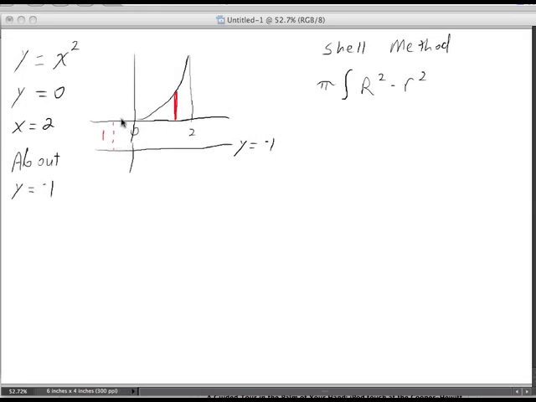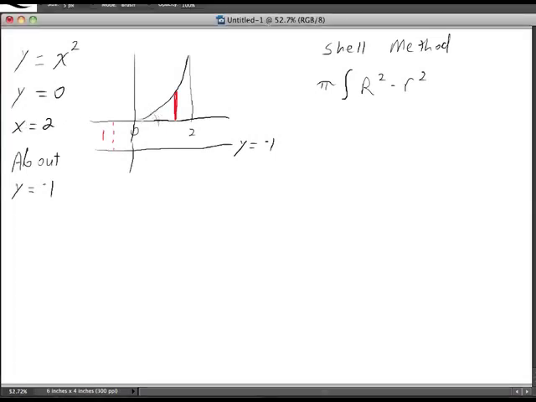Okay, in this example we're going to revolve the region bounded by y equals x squared, y equals 0, and x equals 2, which is this region right in here. I'd like to revolve this, in this case, around the line y equals -1, so I'm going to go around this axis here. Notice that because the rectangle does not touch the axis of revolution, you're going to use the shell method.